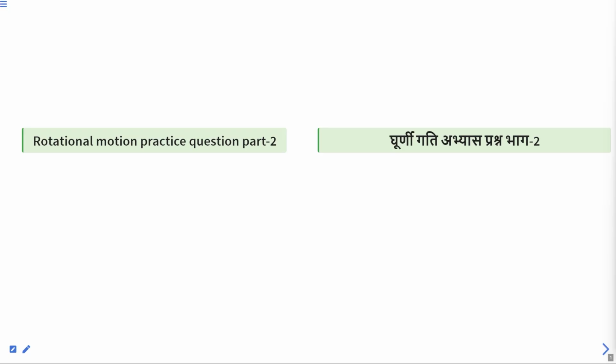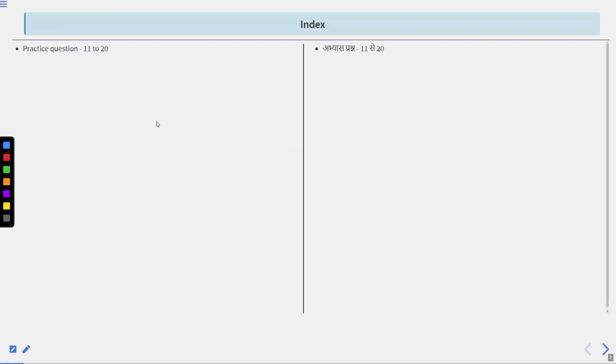Hello students, in today's lecture we will solve some practice questions based on rotational motion, part 2. We will cover practice questions from 11 to 20.